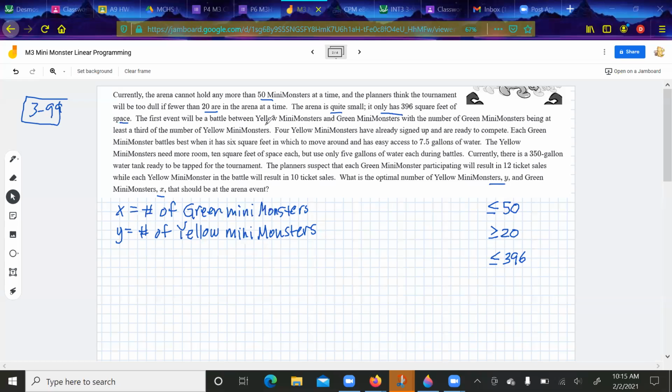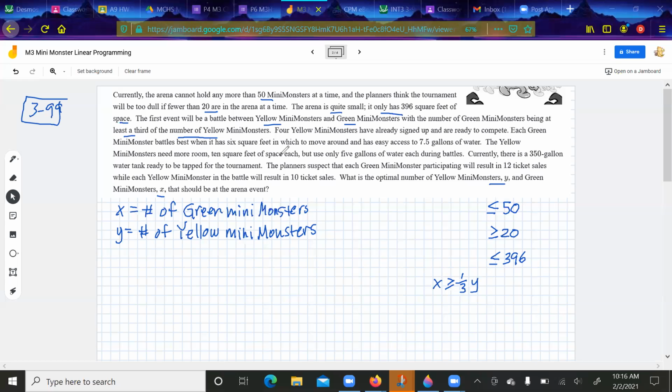The first event will be a battle between yellow mini monsters and green mini monsters, with the number of green mini monsters being at least a third of the number of the yellow mini monsters. So the number of green mini monsters, which is X, is going to be at least, so it's going to be greater than or equal to 1/3 of the other monsters. So that is one inequality that we have there: X has to be greater than or equal to 1/3 Y.